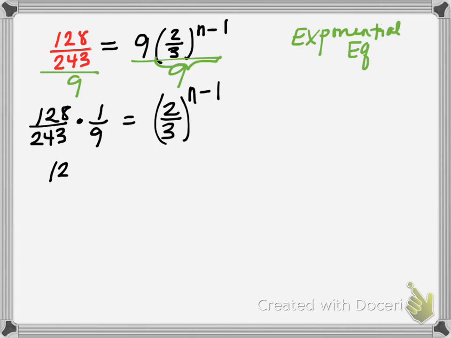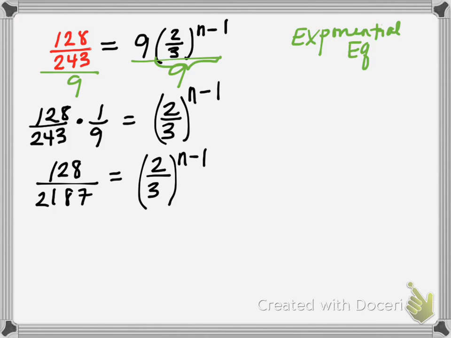So we'll end up with 128 divided by 2,187. So this is still an exponential equation, and we have two options for solving exponential equations. We can either try to get the bases to be the same, or we can rely on our knowledge of logarithms and solve this equation with logarithms. So I'm going to go ahead and try to do it without logarithms, trying to get the bases to be the same. And you can certainly use your calculator for this.